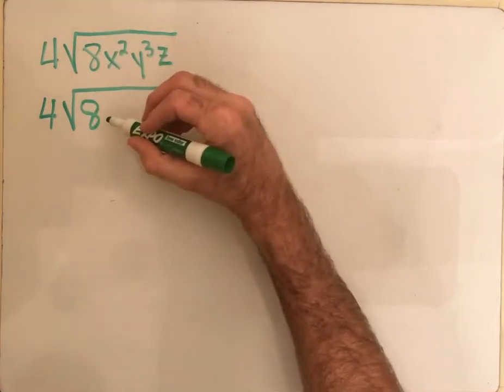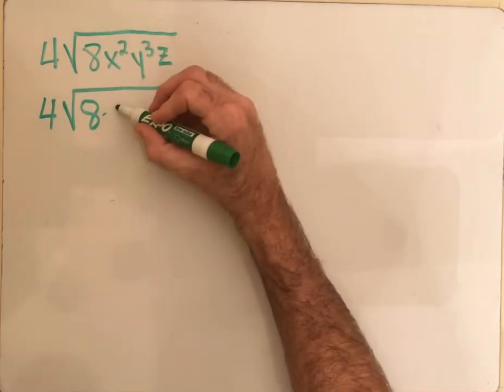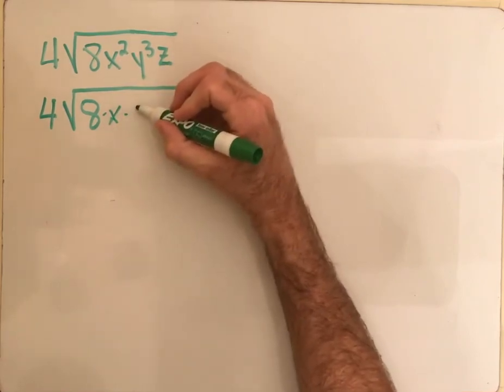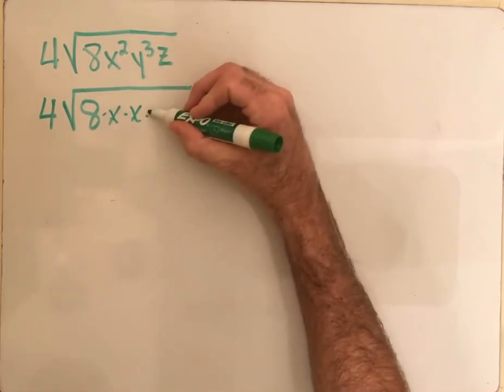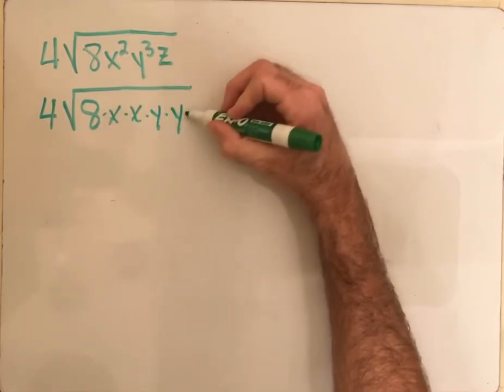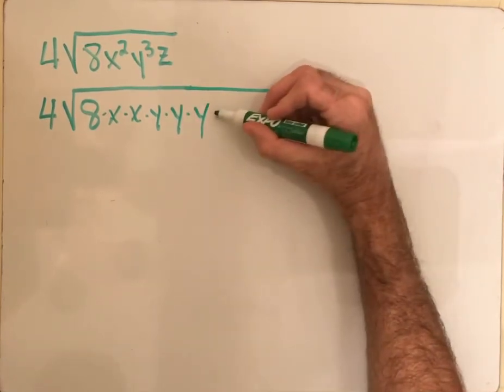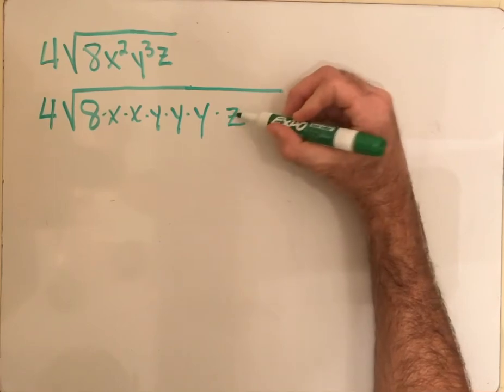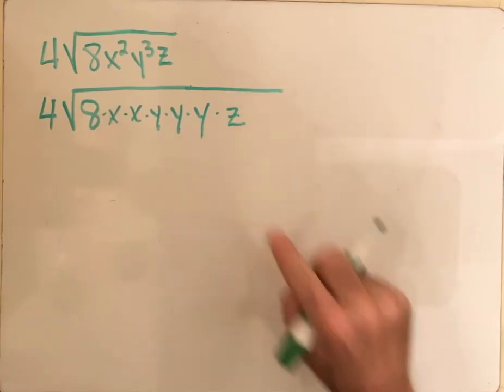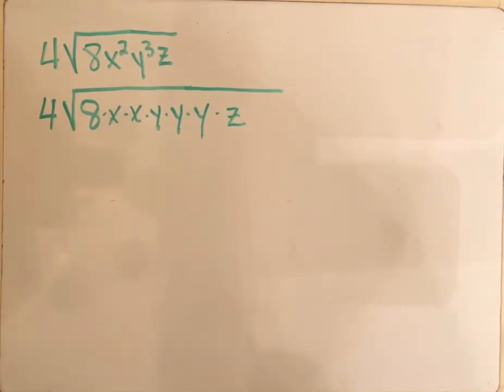So 8 times x. Well, x squared is just x times x. Y cubed is y times y times y. Let's go ahead and extend this out a little further. And then times z. I love how I drew this line out here and then only needed it to there. Okay, so just like we did before, we're looking for pairs to pull out of here.